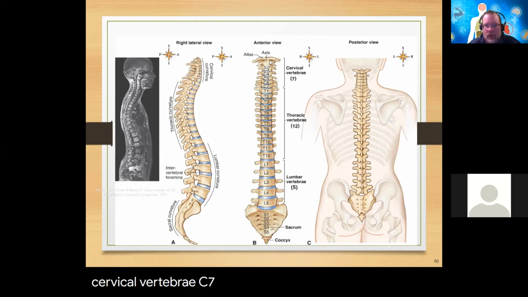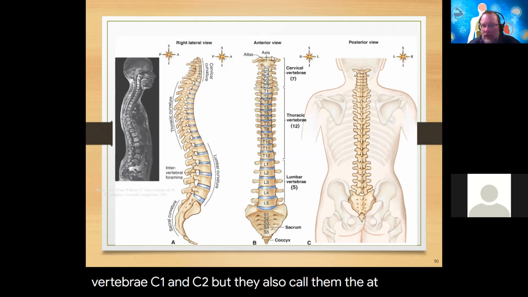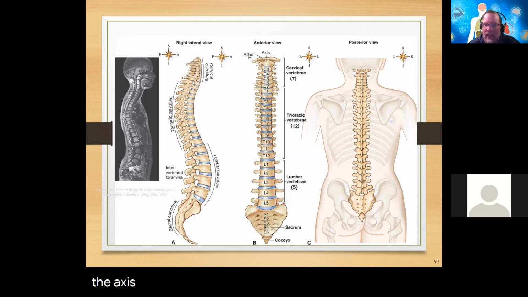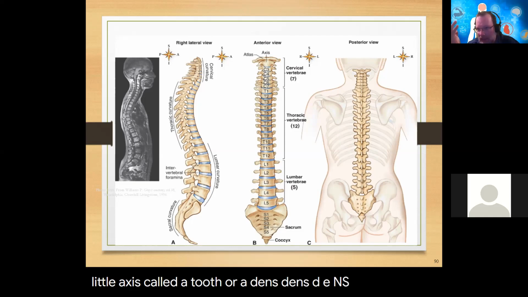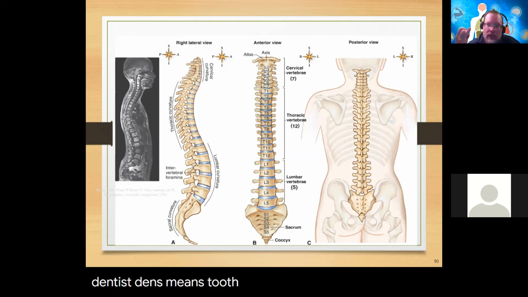C7. Okay. They do call the first 2 cervical vertebrae C1 and C2, but they also call them the atlas and the axis. So atlas is C1, axis is C2. And C2, or the axis, has a little axis called a tooth or a dens. Dens, D-E-N-S, like the dentist. Dens means tooth. And so we'll see on C2 or the axis vertebra, we're going to see a little tooth. And the atlas is going to sit right on top of that tooth.